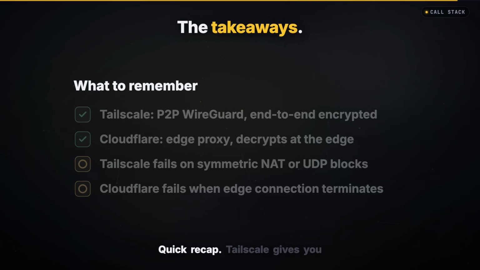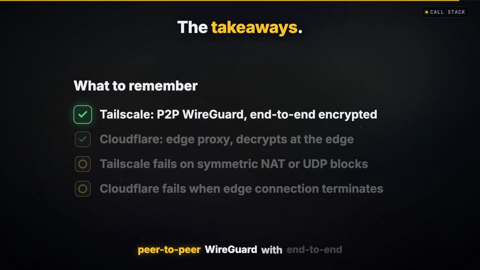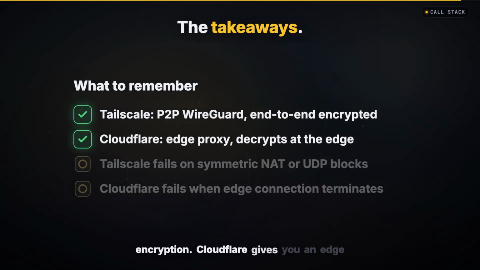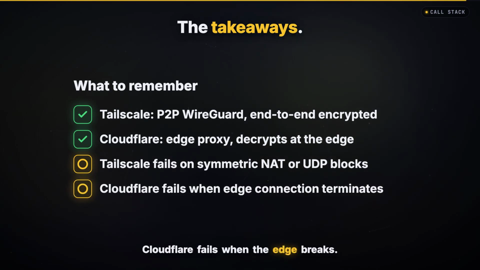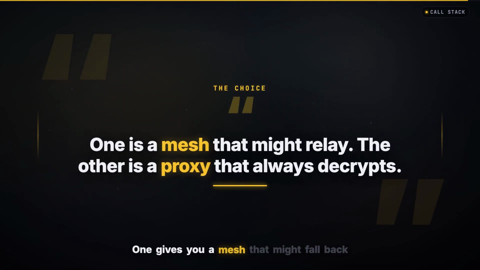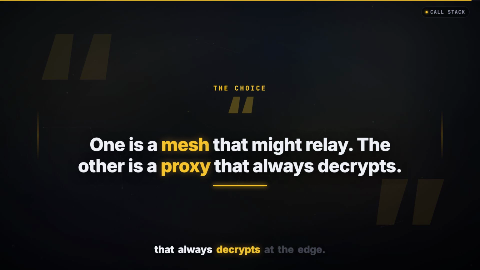Quick recap. Tailscale gives you peer-to-peer WireGuard with end-to-end encryption. Cloudflare gives you an edge proxy that decrypts everything. Tailscale fails when NAT breaks. Cloudflare fails when the edge breaks. One gives you a mesh that might fall back to a relay. The other gives you a proxy that always decrypts at the edge. Pick based on which failure mode you can live with.